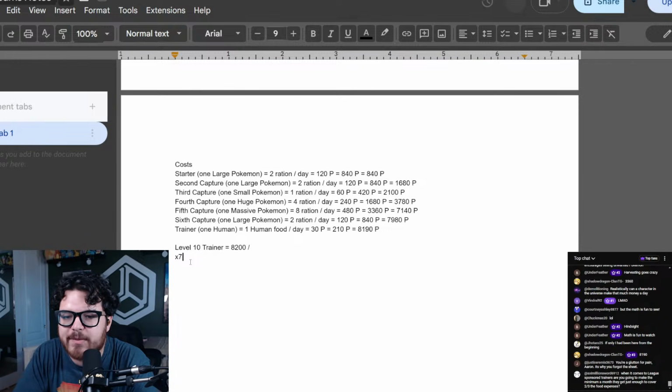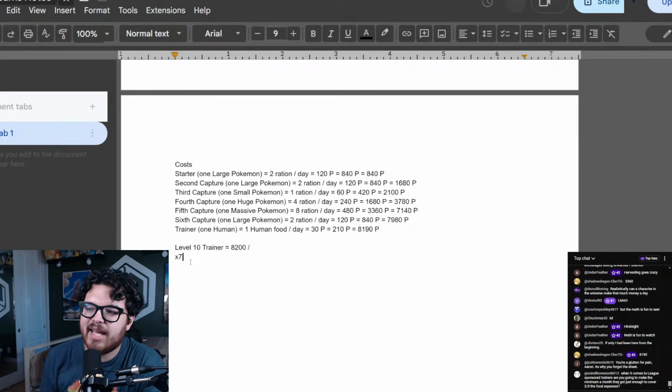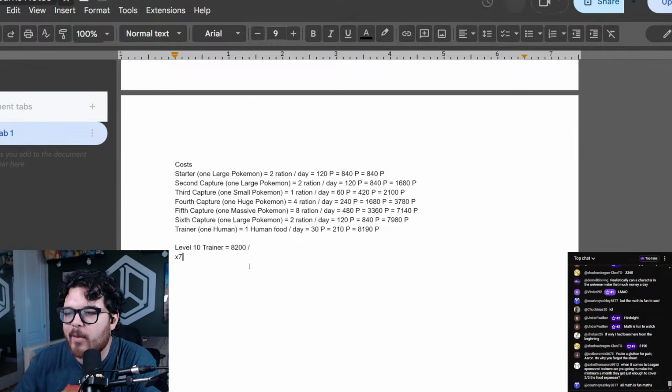Glutton for pain. When it comes to league-sponsored trainers, you're going to make the minimum month they get just enough to cover 2/3 of food expenses. It's probably going to be something similar, yeah. I mean, in the guide area. All math is fun math.